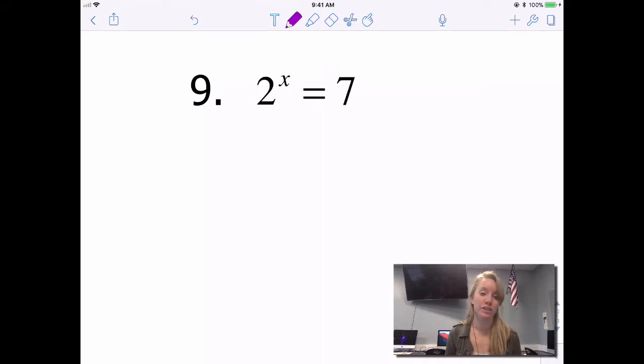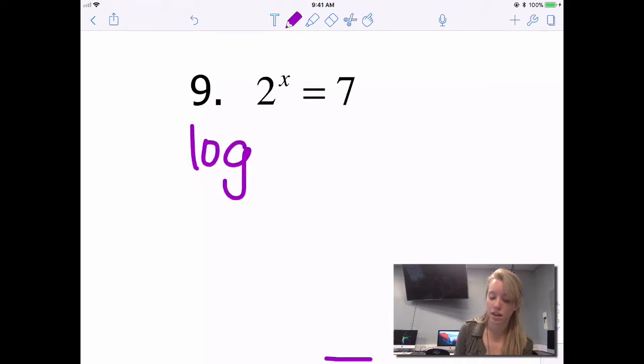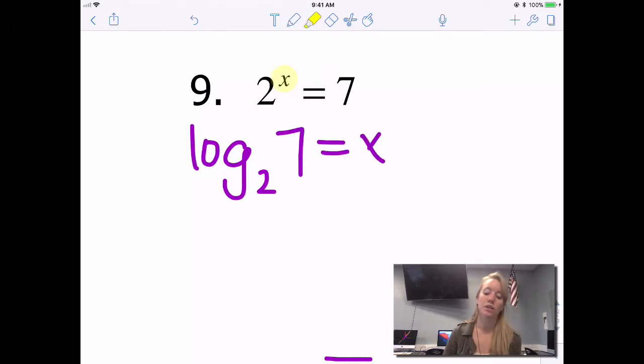What if I wrote this in logarithmic form? So if I did that, I'd say log base 2 of 7 equals x, because our logs always equal our exponents and our bases always equal our bases. So if you need to go back and look at rewriting logs, that's in 8.4.